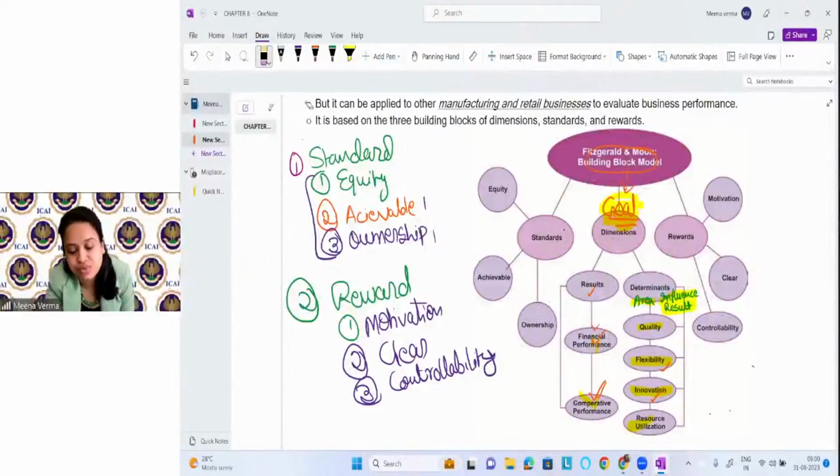What type of result do we want to achieve? The financial goals of the company, and comparative advantage. Comparative advantage we want to get, and financial goals we want to achieve. That's it. I hope it's all clear.